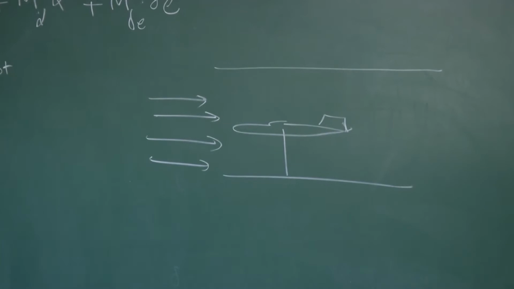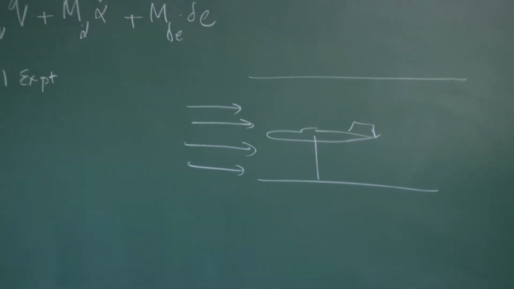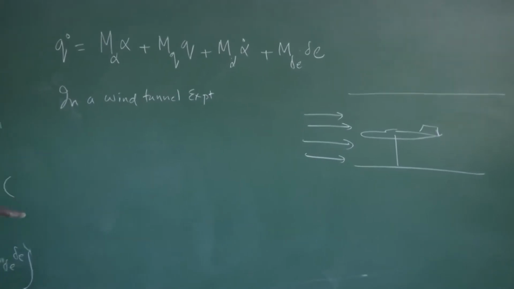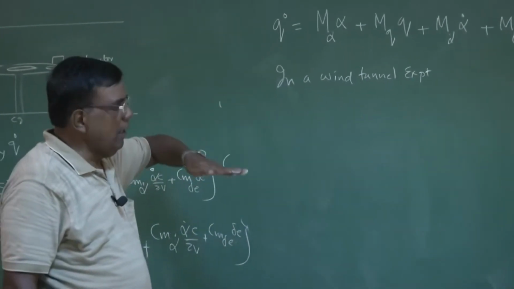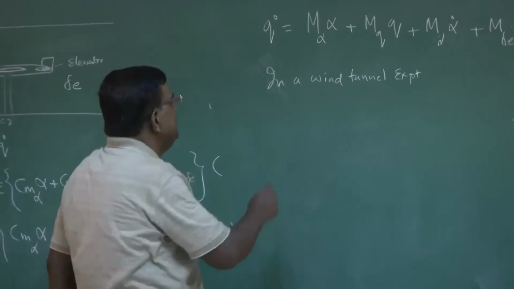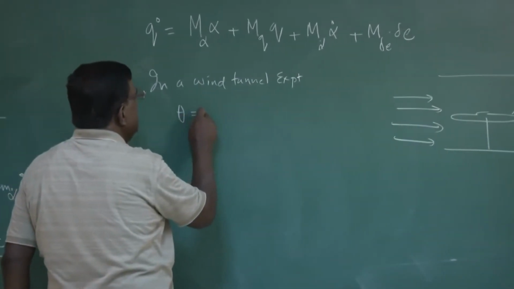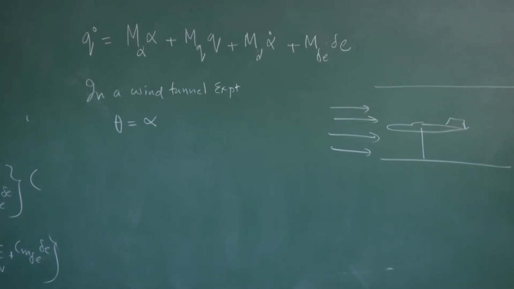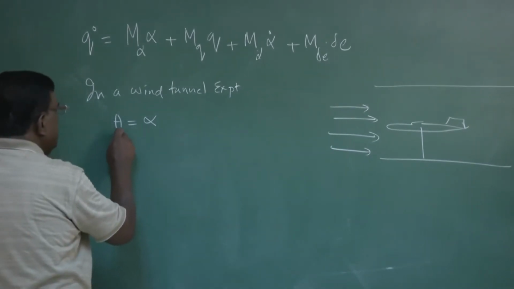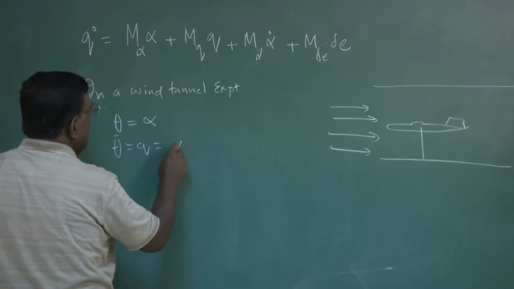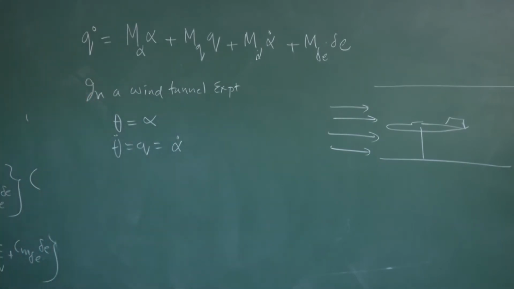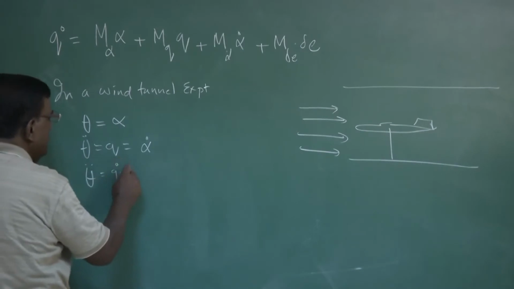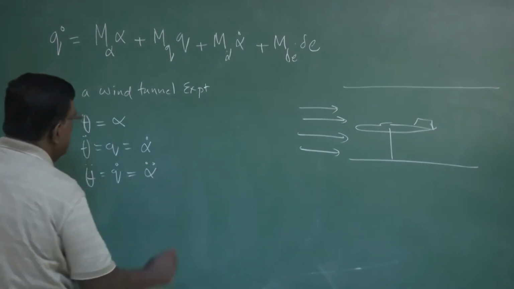It is governed by the pressure ratio. So what is happening? In a wind tunnel scenario, when the airplane is not supposed to plunge, and only does this, in that case, whatever theta is there, that becomes alpha. Similarly, whatever theta dot equal to q, it becomes alpha dot. And whatever theta double dot equal to q dot, that becomes alpha double dot.